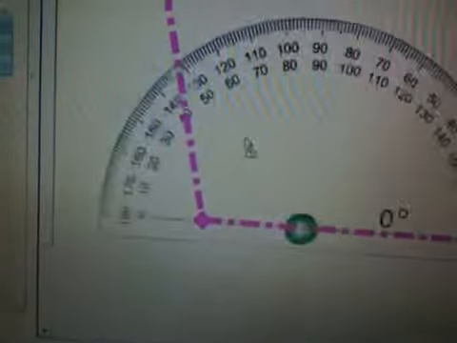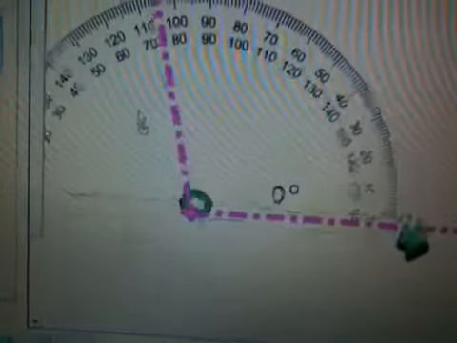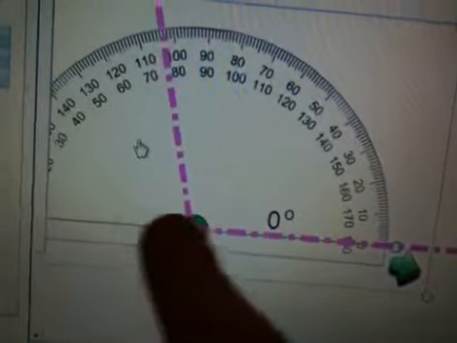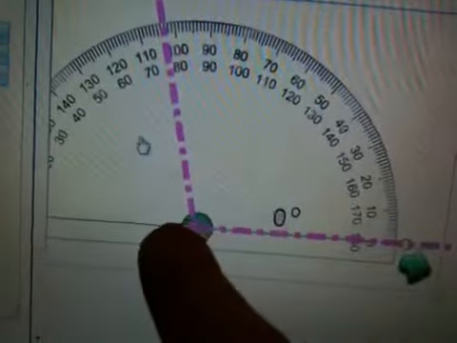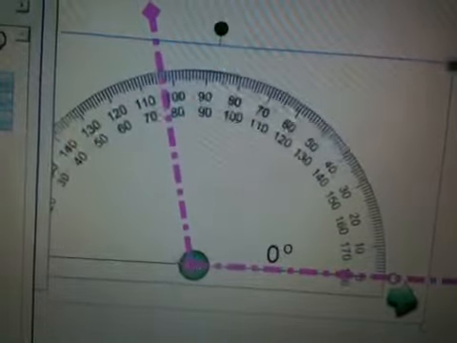So here's our angle. We bring our protractor down, we line up the center part there right on the vertex so that the bottom line, this little green line, comes along the bottom of our angle. Okay, so then we're ready to start.